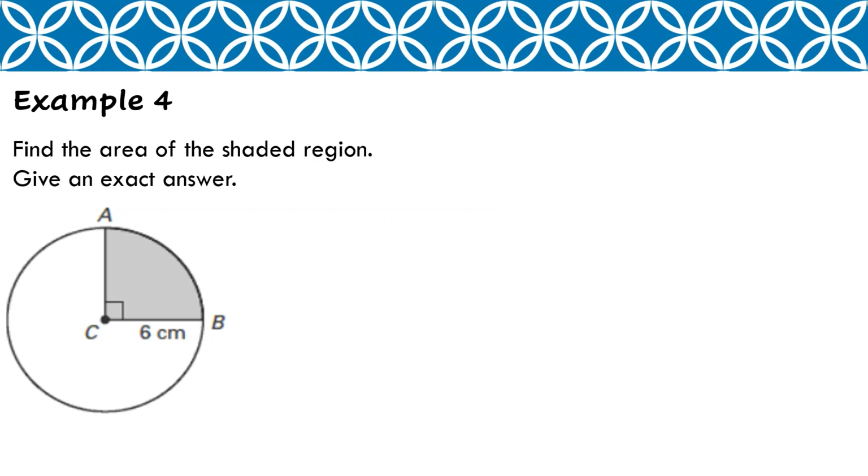Let's try some examples. Find the area of the shaded region. Well, I can see that the central angle is a right angle, which means it has a measure of 90 degrees. The arc measure is also 90 degrees. So I know I'm talking about a fraction of the circle, 90 degrees out of the entire 360 degrees. And if I want to find sector area, I need to find a fraction of the circle's area.